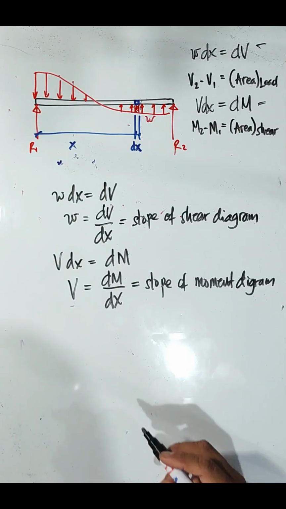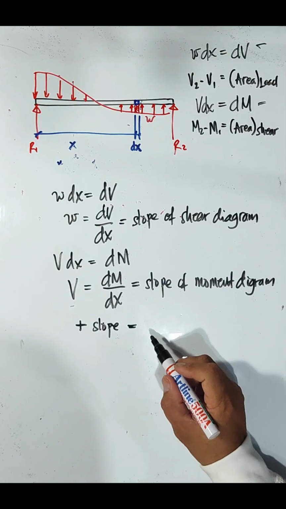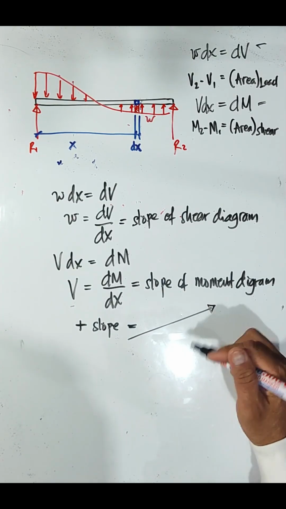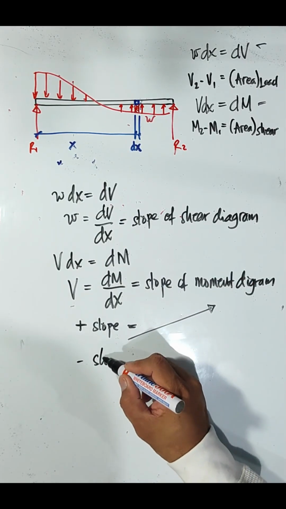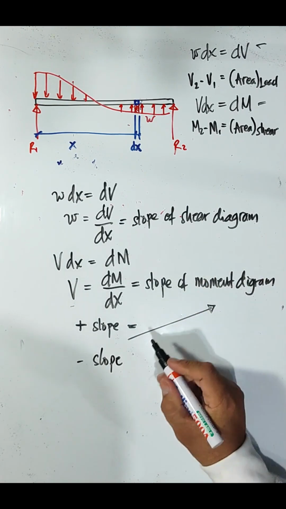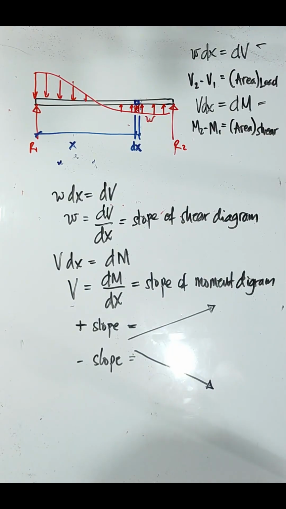And last, a positive slope is going up, or increasing from left to right. And a negative slope is the opposite. It's going down from left to right, or it is decreasing.